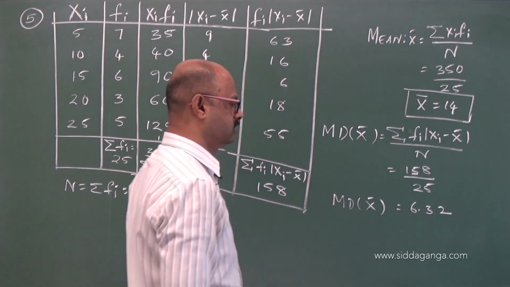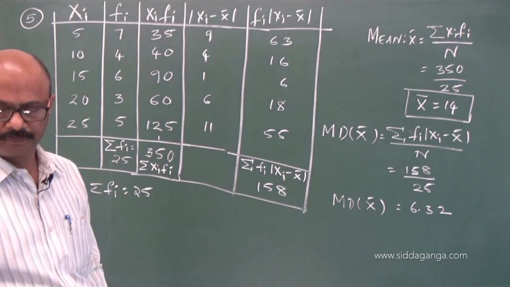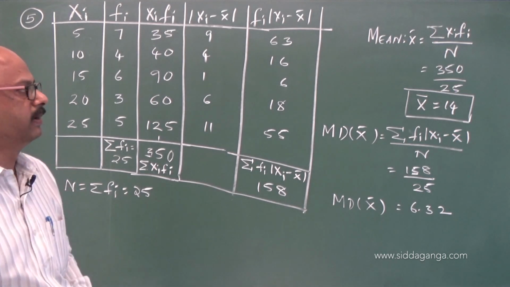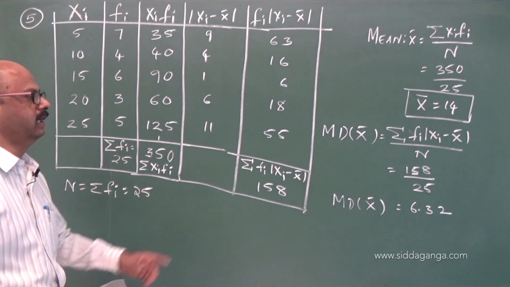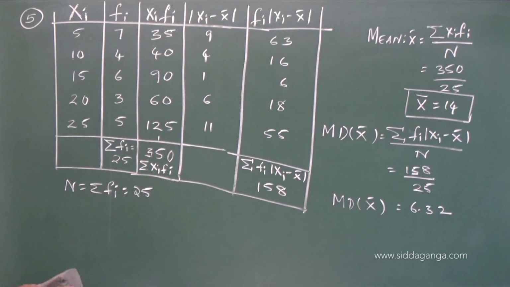So MD of x bar is equal to 6.32. So this is the problem, how to find the mean deviation about mean. When asked this way, you should work it out in this type.